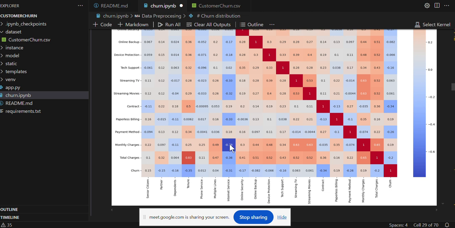For instance, paperless billing and internet service, can you trace that? Minus 0.33. Can you see that the degree of correlation is negative? That means it does not really influence the prediction with respect to paperless billing. Being the fact that paperless billing and internet service is not highly correlated does not mean that it will not correlate with other fields.